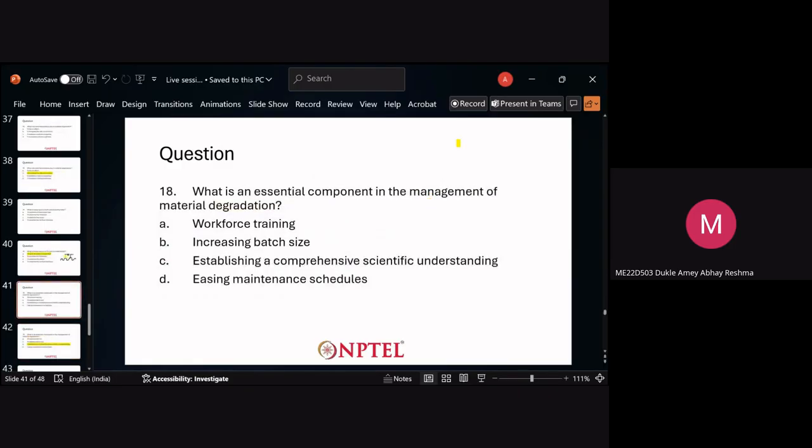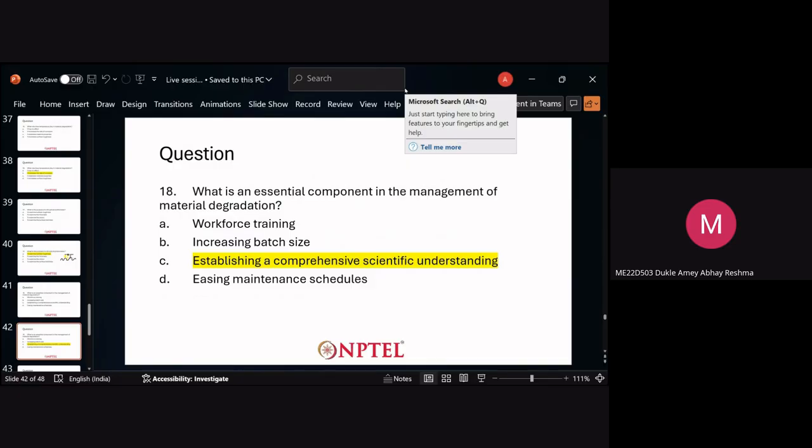Moving to the 18th question, what is an essential component in management of material degradation? Workforce training, increasing the batch size, establishing a comprehensive scientific understanding, easing the maintenance schedule. To manage material degradation, the first thing you have to do is find out what the cause of it is. So you have to establish a comprehensive scientific understanding of the process. Only when you do that will you be able to manage it properly.